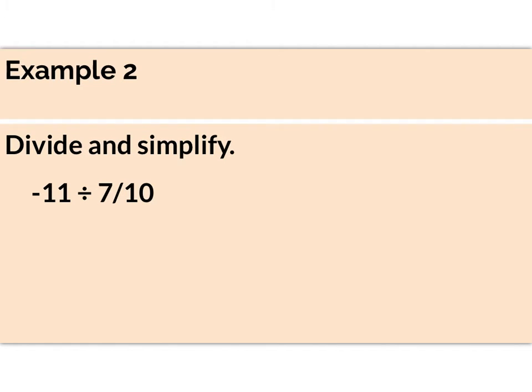Negative 11 divided by 7/10. So let's change this: negative 11 divided by 7 over 10. And we know that all whole numbers, to make fractions out of them, we just divide by 1. So let's solve it on the next page. So negative 11 over 1 divided by 7/10. We have to follow the steps. Negative 11 over 1. Change the division to multiplication. Flip the second fraction. And now we just multiply as usual. 11 times 10 becomes 110 over 7.